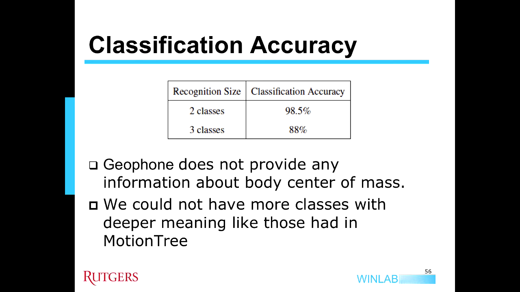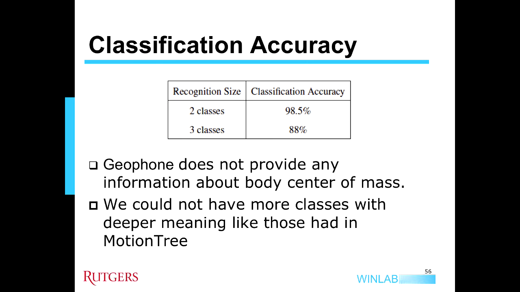For 2 classes, to classify motion into either big or small, the geophone system using random forest can classify motion with an accuracy of 98.5%. But if we increase the classes to 3, we drop to 88%. So we can say that a geophone by itself is very good for detection, but it's not useful for classification.